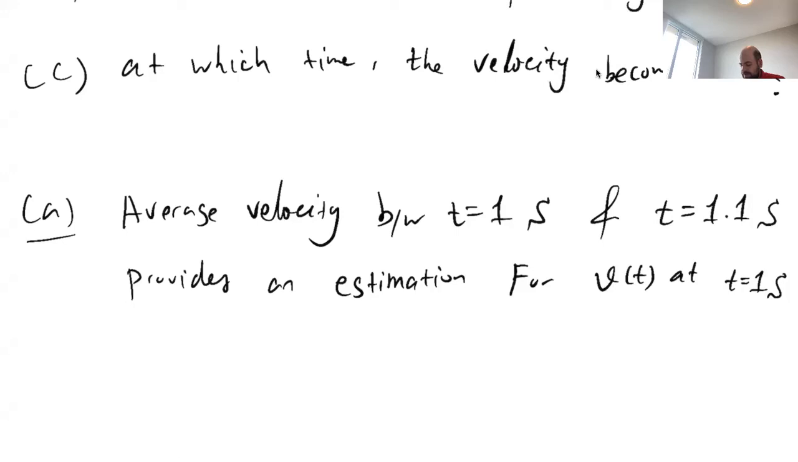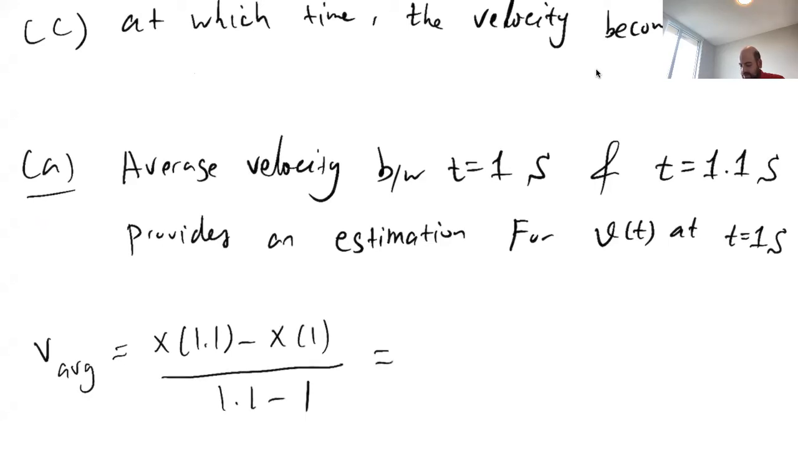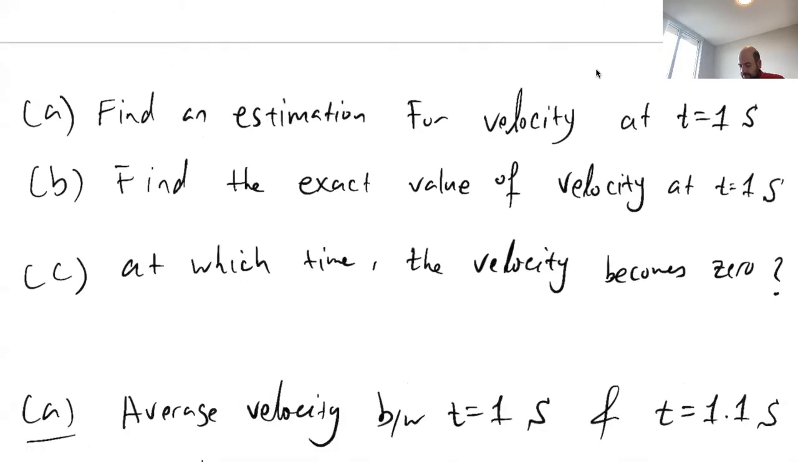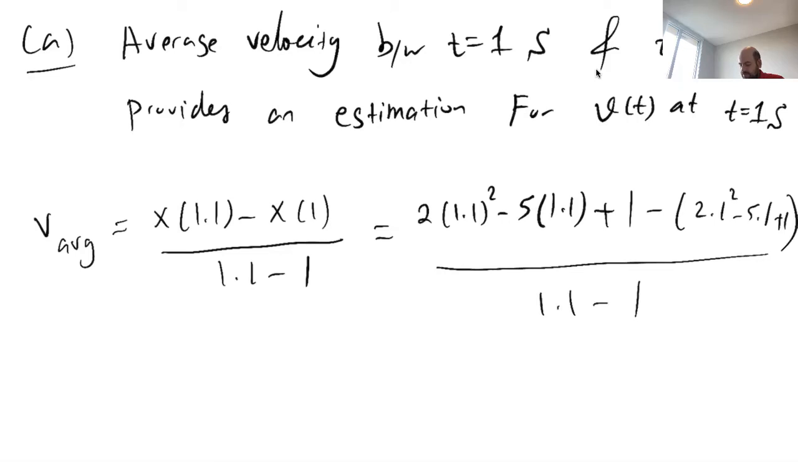I chose 1.1 second. So V average is equal to x of 1.1 minus x of 1 divided by 1.1 minus 1. So this is how much? This is 2 times 1.1 squared minus 5 times 1.1 plus 1, minus 2 times 1 squared minus 5 times 1 plus 1, divided by 1.1 minus 1.